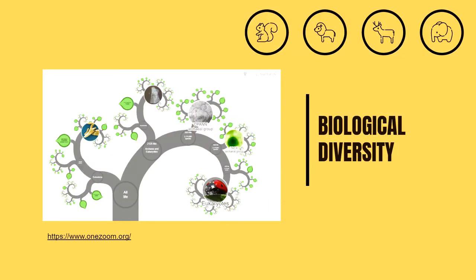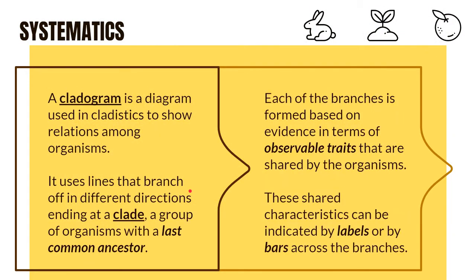Now, this one is an interactive phylogenetic tree from OneZoom. It's quite interesting, quite exciting to look at. The animation is good. It's very detailed. You can visit it. I'll provide the link in the description below. On this page, you can just type in the animal or the species or the organism, the scientific name that you want to look for, and then it will provide you the taxonomic hierarchy, the different taxonomic groups it belongs to. Again, link in the description below.